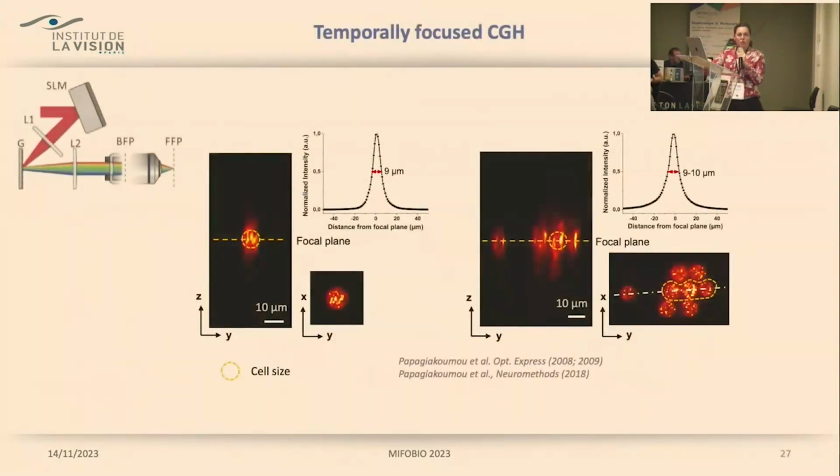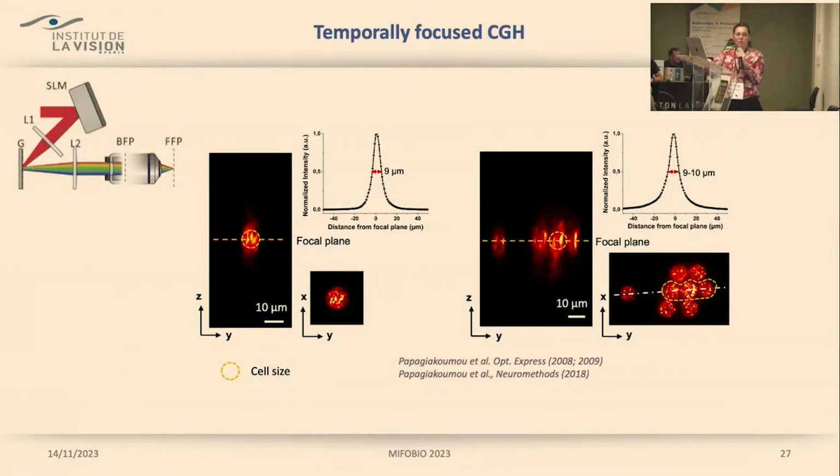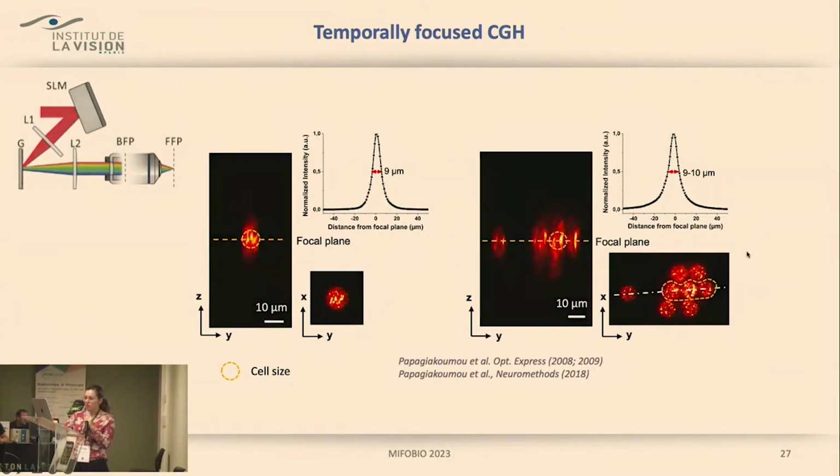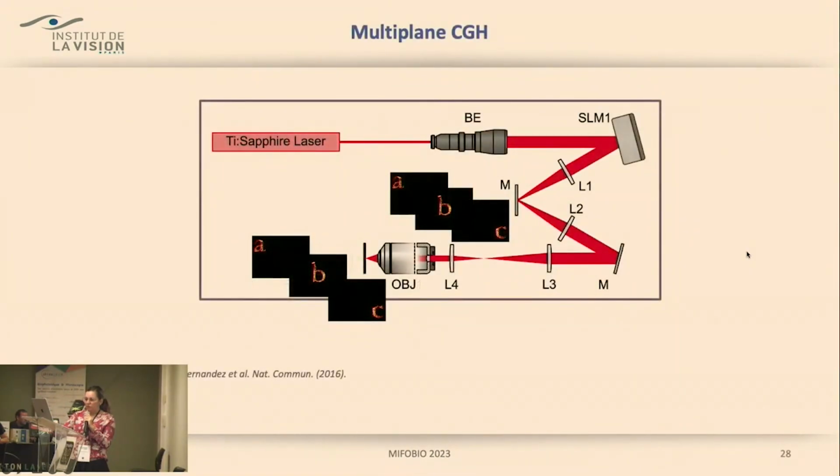Okay, so let's see the results. So here's the previous slide when we had a lot of holographic spots placed together, but combined this time with temporal focusing. So you can see that the out-of-focus light is rejected, and the axial resolution actually gets to the same levels as for a single spot. And what about three-dimensional excitation with temporal focusing?